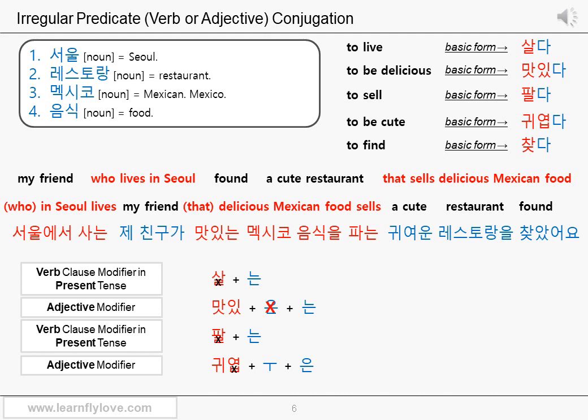Who lives in Seoul? 서울에서 사는. My friend, 제 친구가, that delicious Mexican food sells, 맛있는 멕시코 음식을 파는. A cute restaurant, 귀여운 레스토랑을. Found, 찾았어요. 서울에서 사는 제 친구가 맛있는 멕시코 음식을 파는 귀여운 레스토랑을 찾았어요.